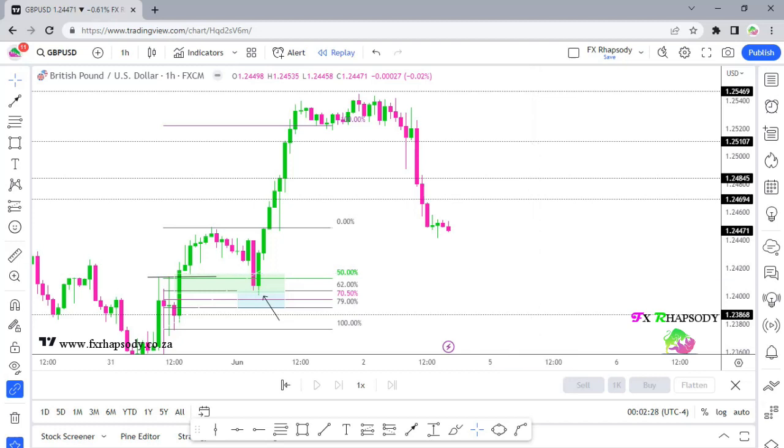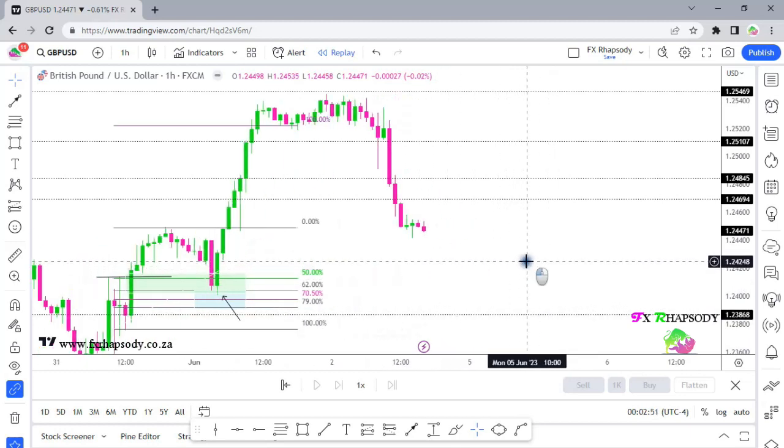Use the British pound US dollar and the euro USD, because these two move together. That is why I always do analysis on both of them. I'm not doing one for euro USD today. Like I said, I just wanted to hone into this one, so I didn't want to make the video too long. And basically, that is what it is.